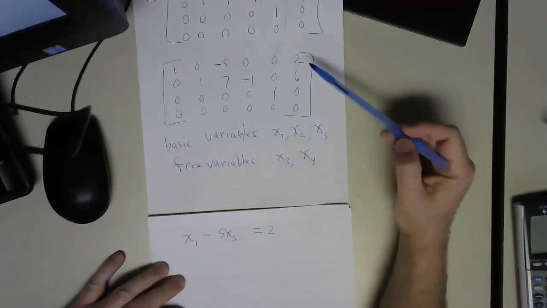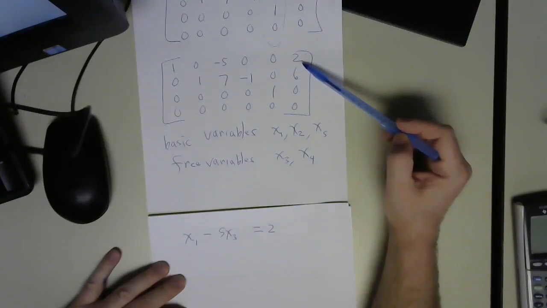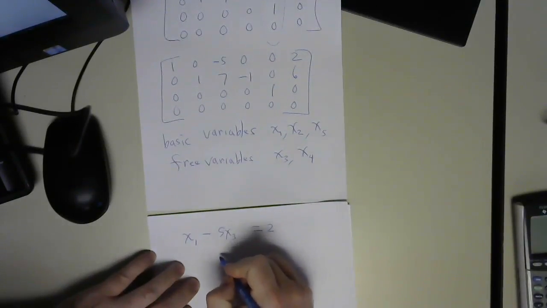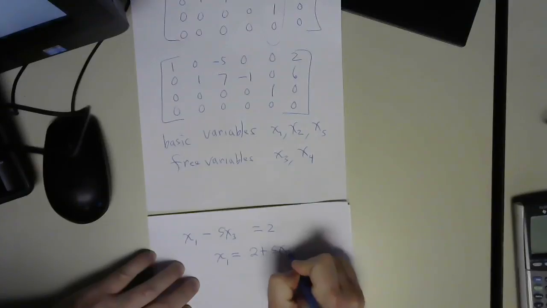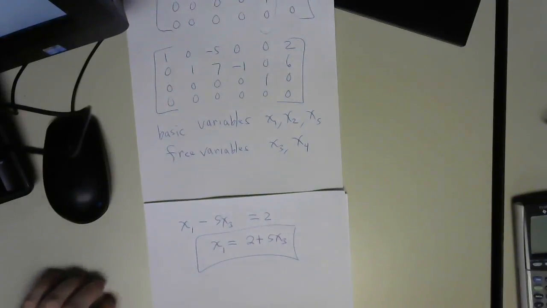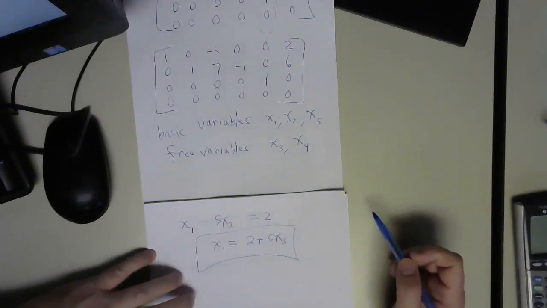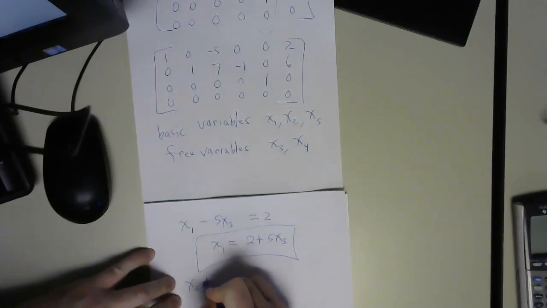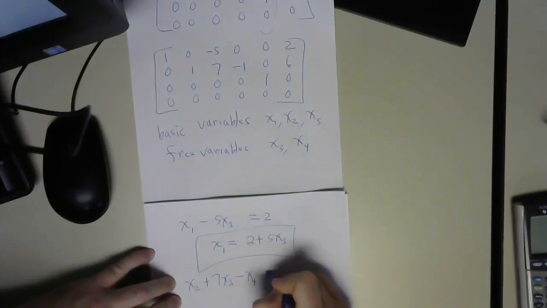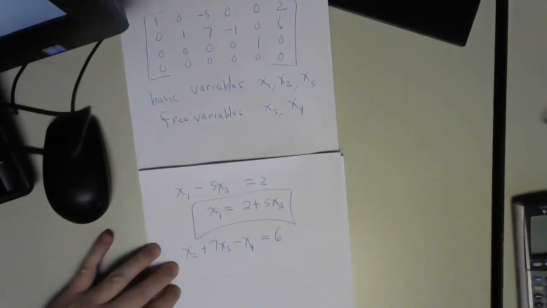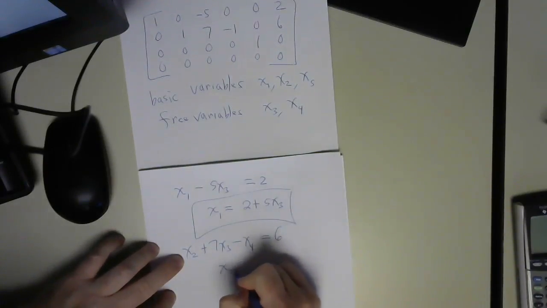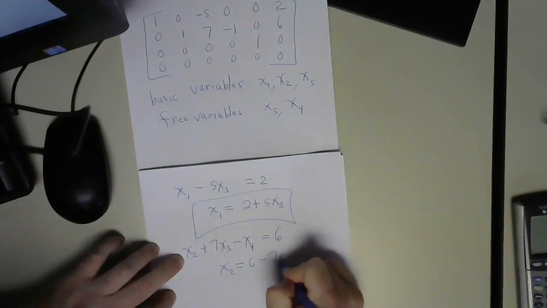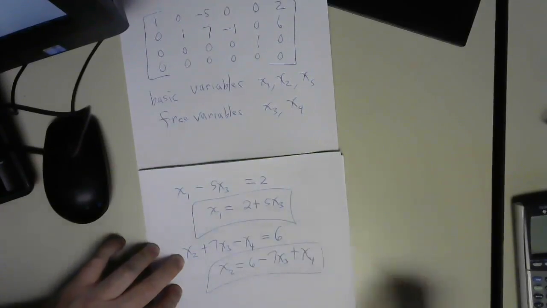So notice the very first equation is x1 minus 5x3 equals 2. Okay. Now what you usually do is solve for the basic variables and put them in terms of the free variables. So that is your first equation. All right. And just keep in mind x3 is a free variable, so it can be any number. Now take a look at the second equation. It looks like it's this. But again, you want to solve for the basic variable, which is x2. So that is kind of your second equation.